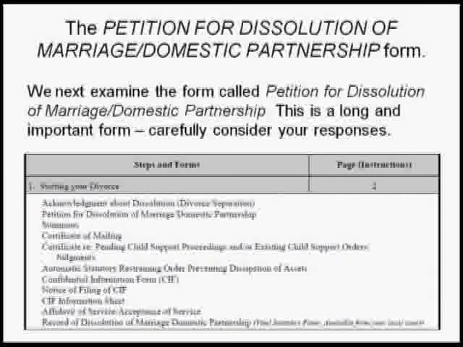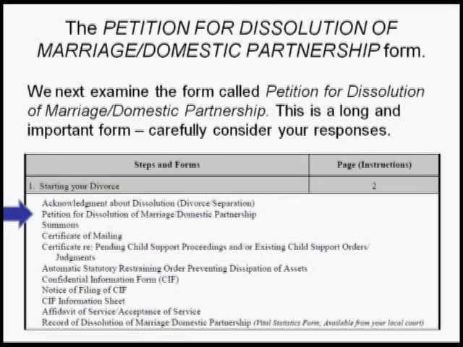The Petition for Dissolution of Marriage, Domestic Partnership form. We next examine the form called Petition for Dissolution of Marriage, Domestic Partnership. This is a long and important form. Carefully consider your responses.